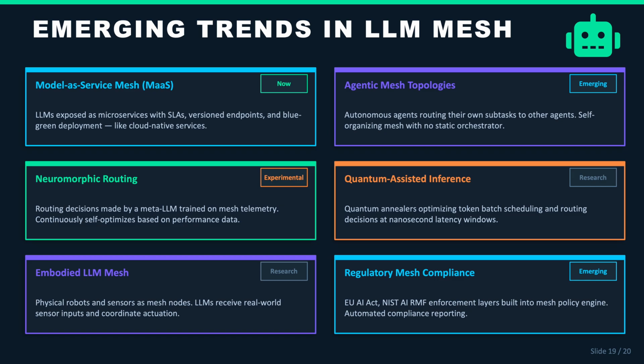Quantum-assisted inference is in active research. Quantum annealers optimizing token batch scheduling and routing decisions at nanosecond latency windows. Still years from production, but worth watching. Embodied LLM Mesh extends the pattern to physical systems, robots and IoT sensors as mesh nodes, with LLMs receiving real-world sensor inputs and coordinating actuation. And regulatory mesh compliance is imminent. EU AI Act and NIST AI RMF enforcement layers, built directly into the mesh policy engine, with automated compliance reporting. The organizations building mesh infrastructure today will be well-positioned as these trends mature.